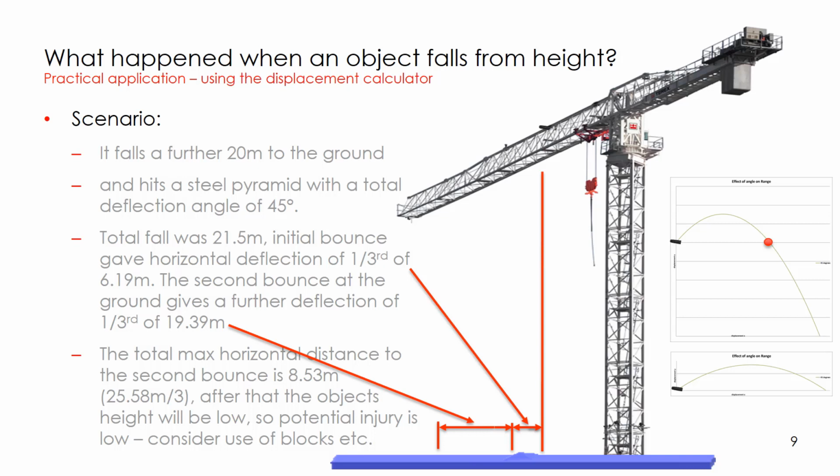So in reality our 8.53 metres might mean that we have an exclusion zone of around 10 metres or slightly more. The object can still bounce along the ground, so we need to take account of that by maybe installing some fences or blocks or sandbags at ground level just to ensure that we contain it.